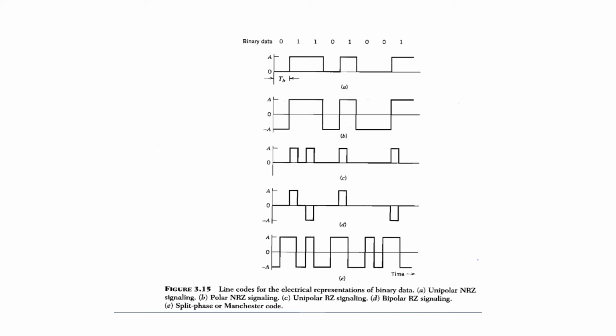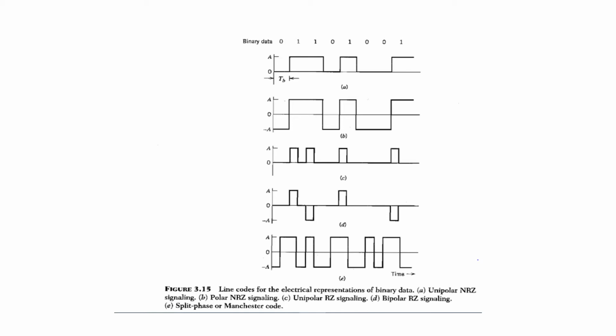So the first one is unipolar non-return to zero signaling. Here the symbol 1 is represented by transmitting a pulse of amplitude A for the duration of the symbol, and the symbol 0 is represented by switching off the pulse. Second one is polar non-return to zero signaling. Here the ones and zeros are represented by transmitting pulses of amplitude plus A and minus A.